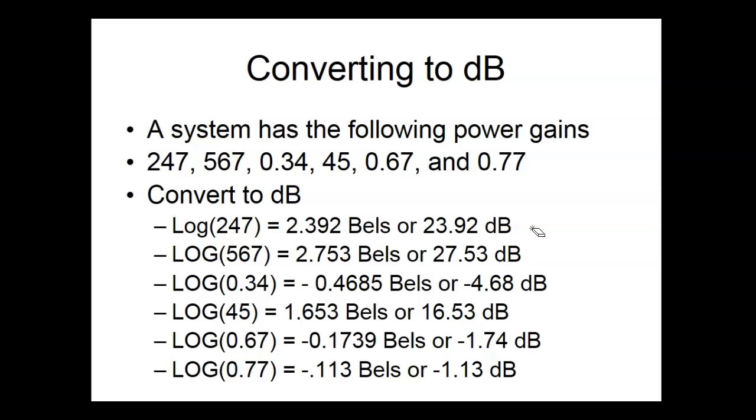A system has a power gain of 246.45, 565.34. I think this is the same thing that we looked at a while ago. No, this is a gain. This is an attenuation. Yeah. But really, it doesn't make any difference. Whether you know if they're gains or attenuations, you just multiply them together, yeah.